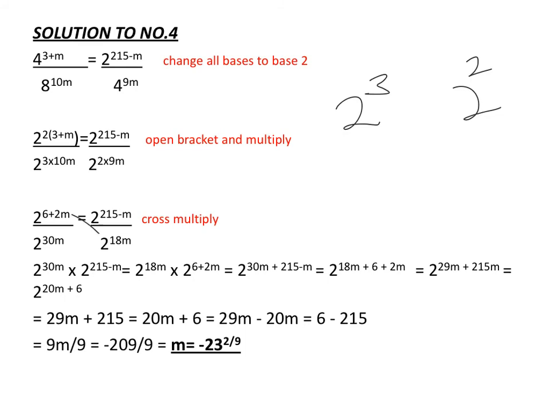So you cross multiply. You have 2 raised to power 30m times 2 raised to power 215 minus m equal to 2 raised to power 18m times 2 raised to power 6 plus 2m.